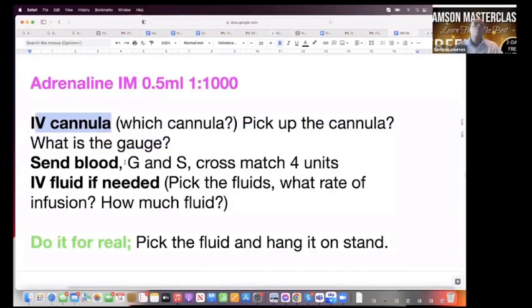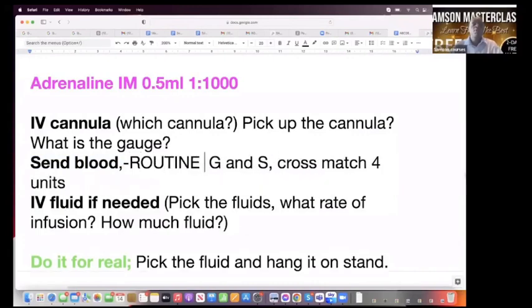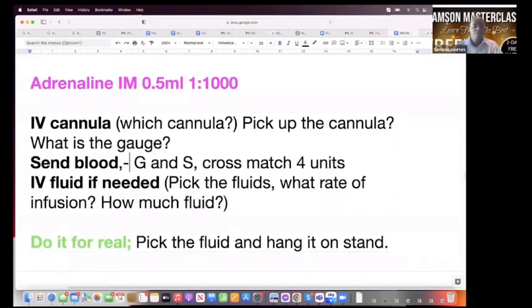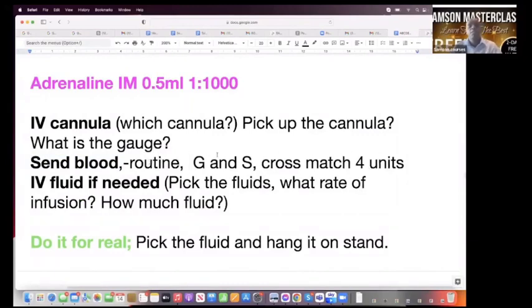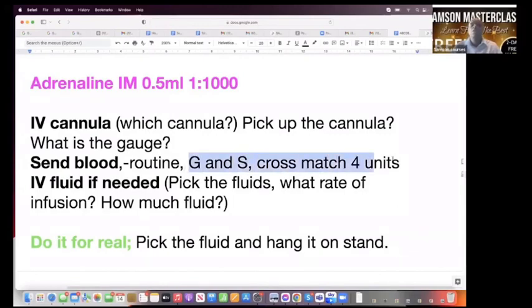Then what's next? We send the bloods for routine investigations, for routine bloods, group and save where necessary, and cross-matching for units. We are talking about bleeding scenarios here. You have to group and save and cross-match for units. Otherwise, routine investigations: full blood count, U&Es, LFTs, glucose, is what we're talking about.